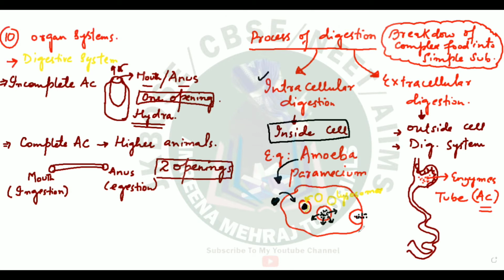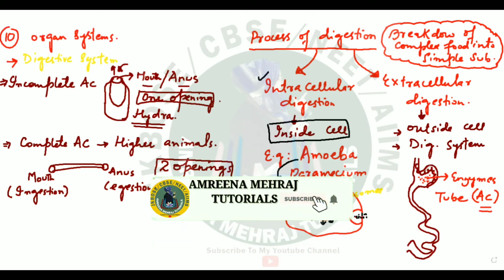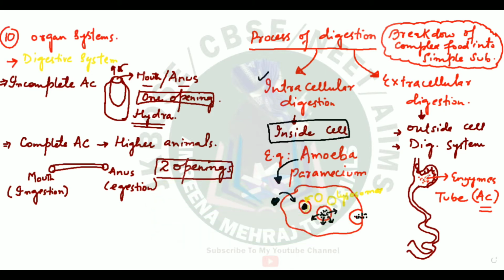But we don't see the same happening in higher animals. In higher animals, where are the cells? So this is the pointer. These were the cells of the stomach. They are going to release the enzymes into the tube. And these enzymes are going to help in what? Breakdown of complex food into simple substances. So the digestion is taking place in this tube. That is outside the cell.